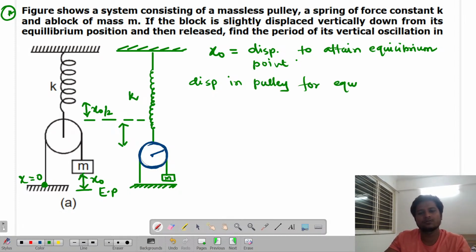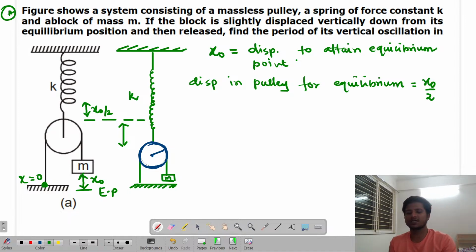For equilibrium, the displacement is how much, guys? X naught by 2. Is that clear or not?